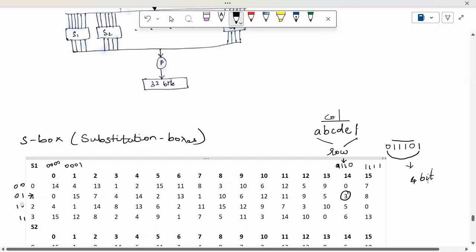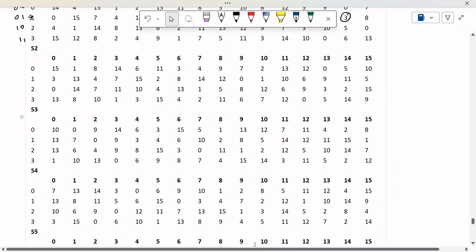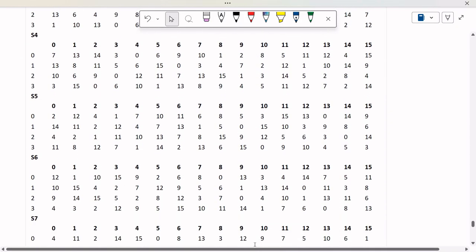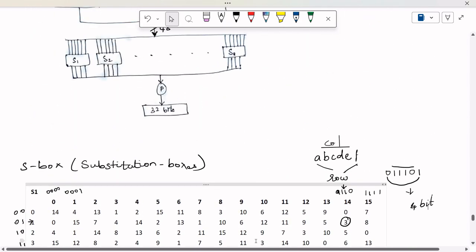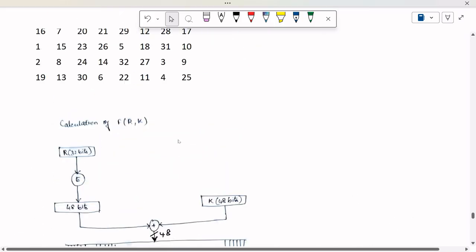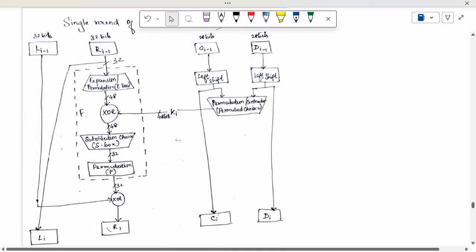So similarly, from all the S boxes, we have the similar set of entries and we will get a 32-bit output. So this is how the process goes on in each and every round.